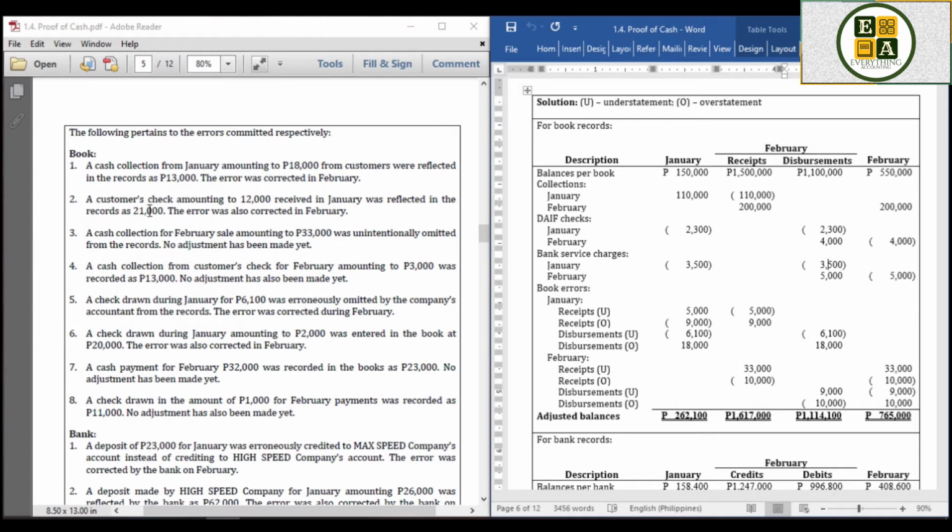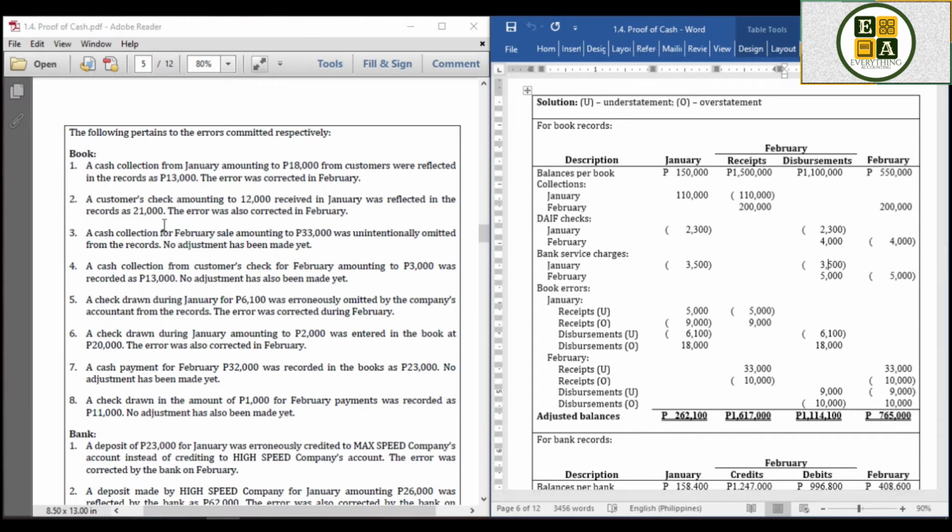Next naman, a customer check amounting to 12,000 received in January was reflected in the records as 21,000. The error was corrected in February. May nakolekta tayo 12,000 pero yung pagka-record natin as 21,000. So may error tayo, overstatement of receipt na 9,000. So eto yan. Since overstatement yung nangyari, na-record natin siya as 21,000 sa January, magbabawas tayo ng 9,000 sa January column. Pero since na-correct siya dito sa February receipts, kailangan natin ibalik yung amount na minus. So, mag-add tayo ng 9,000.